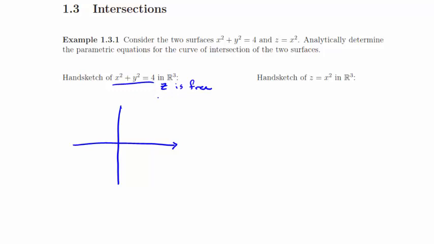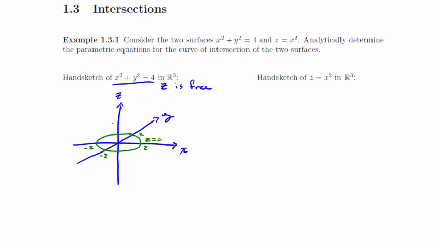We can say, let's get this drawn out here. We can say that x squared plus y squared equals 4 is going to give us circles of radius 2. There we go. We get this circle of radius 2 when z is 0. So this is when z equals 0.